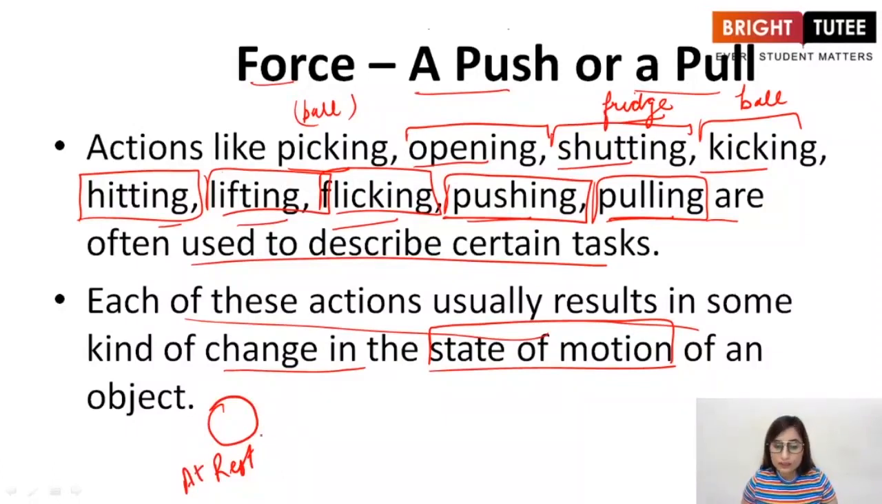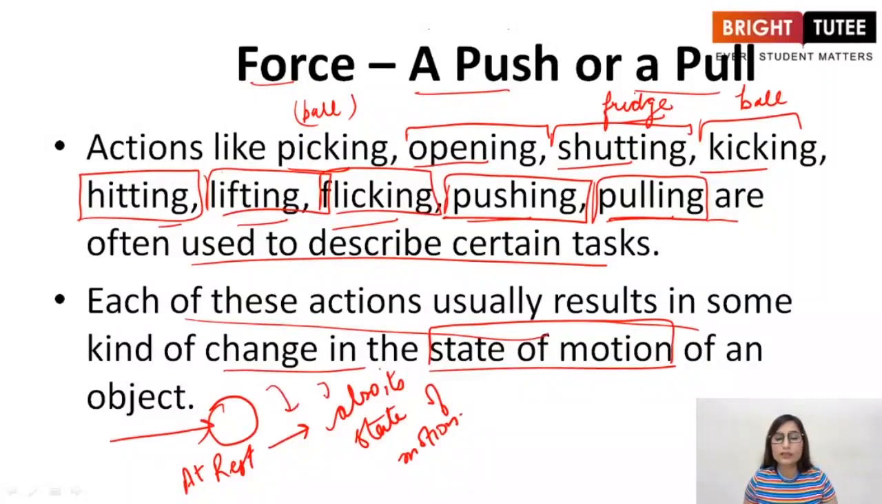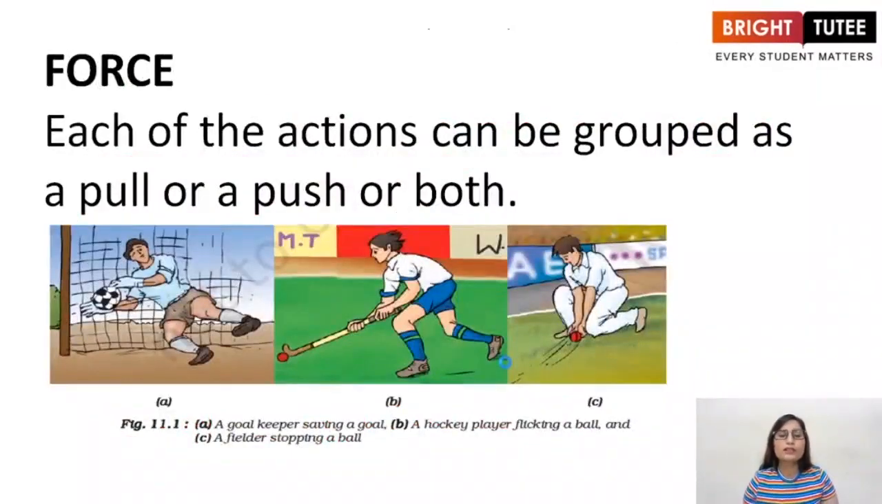Right? Now this football being at rest is also its state of motion. Here it is not moving, but this is also its state of motion. And when you kick it, it starts moving, it starts rolling and reaches here. So you gave this ball a motion. So when it was moving, that was another state of motion. Right? Now students, each of the actions can be grouped as a push or a pull or both.